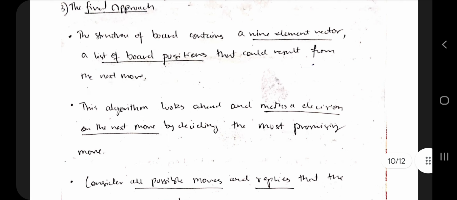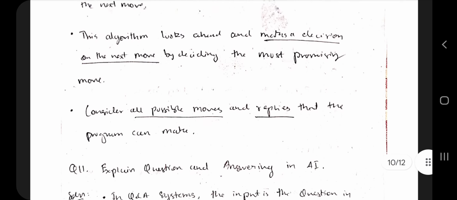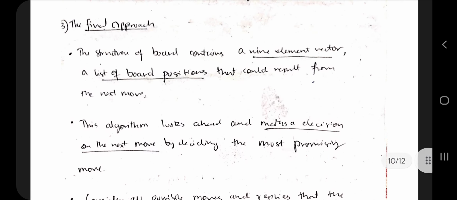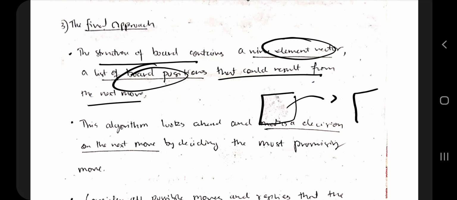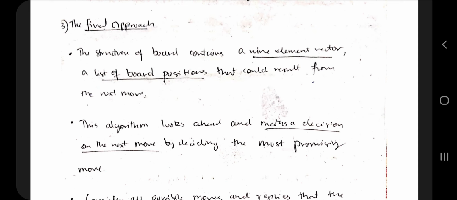The final approach, which actual computers use, has three things here. It contains a 9-element vector and a list of board positions that could result from the next move. That's what I told in the starting part of this question. It will calculate all the possible moves, keep the winning moves, and not make the losing moves. So it keeps narrowing down to only winning moves, and finally applies those. If it is a draw, it's a draw, else it will win.